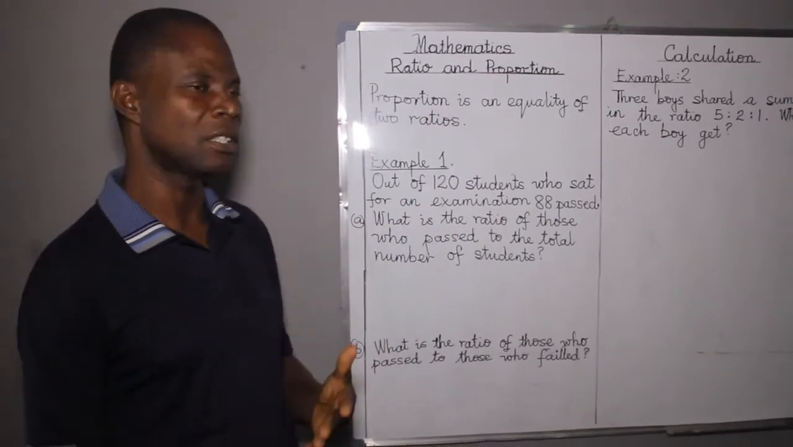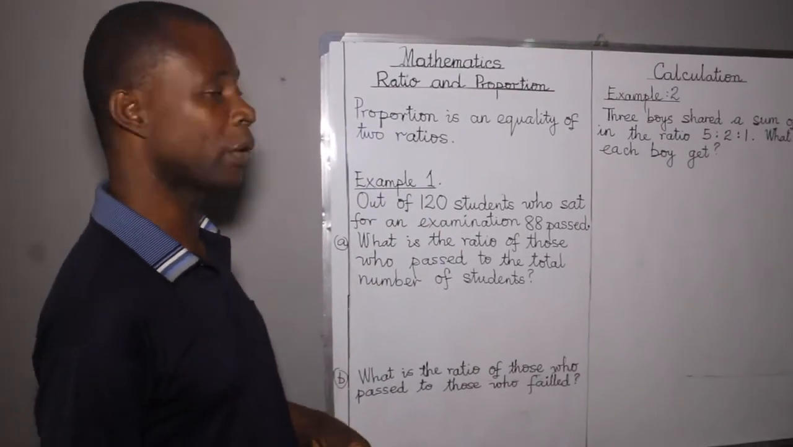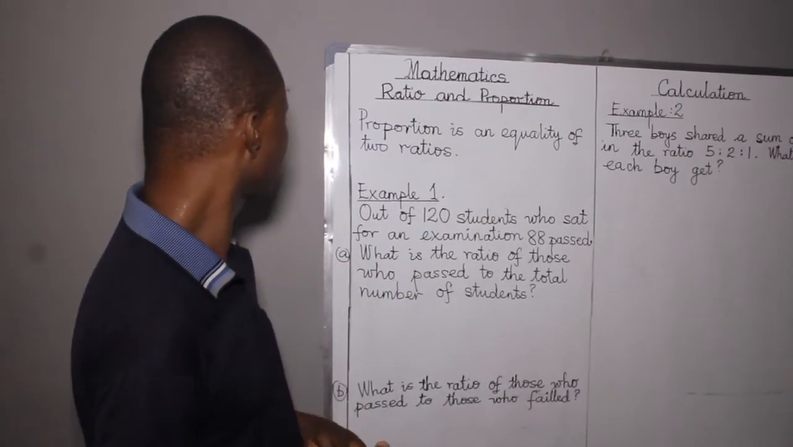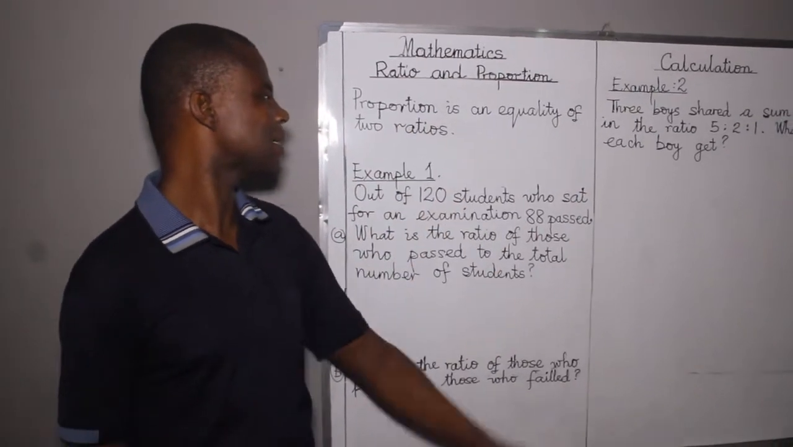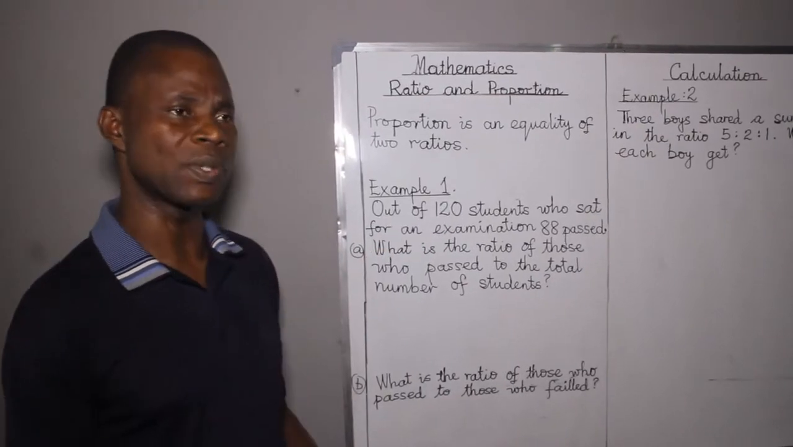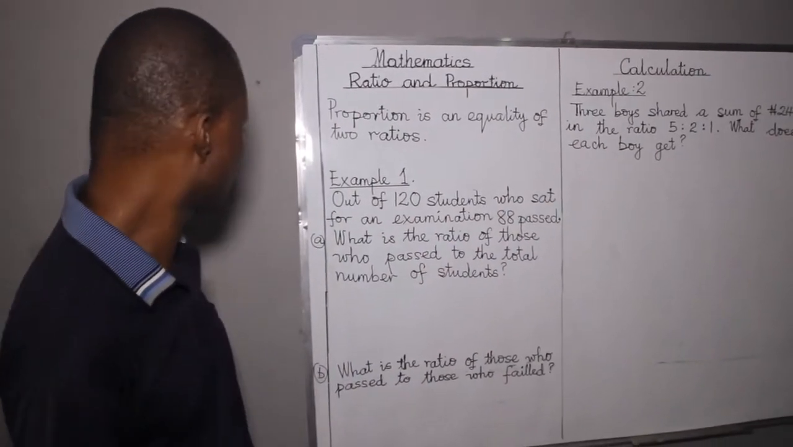Today we're going to look more deeply into proportion, but we take a look also at ratio. Based on this, we say proportion is an equality of ratios. We're going to prove this as we move further into examples.